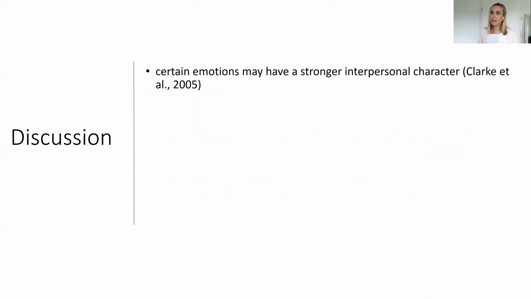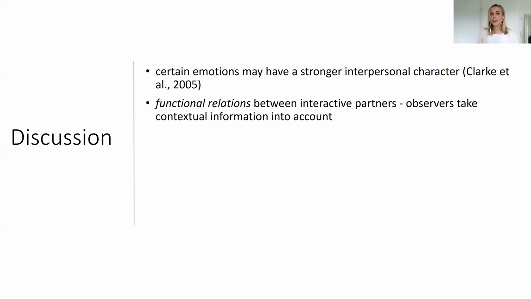Okay, so how do we explain these results? We may assume that there are certain emotions that have a stronger interpersonal character than others, and therefore depend more on a fixed spatial-temporal coupling of the actions. We can also assume that there are functional relations between the interactional partners and that observers take contextual information into account when judging these scenes.